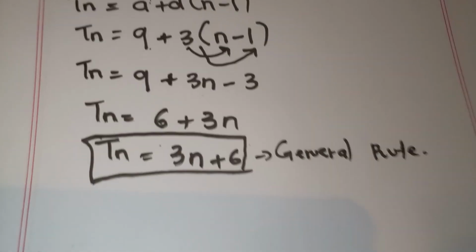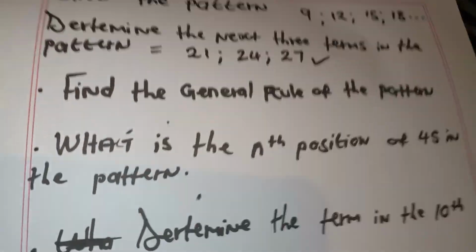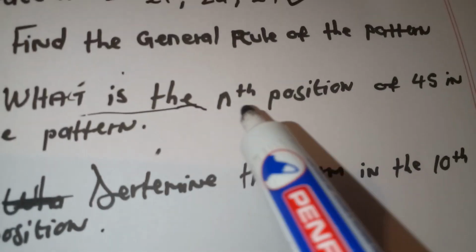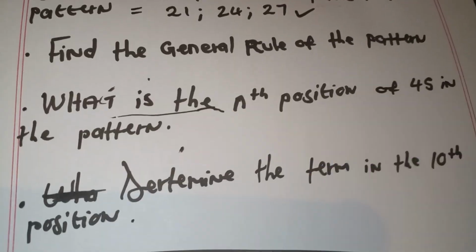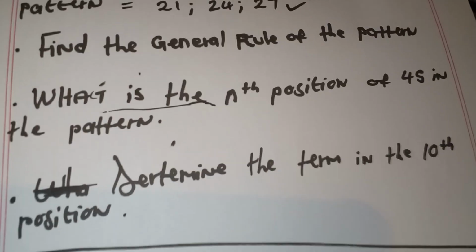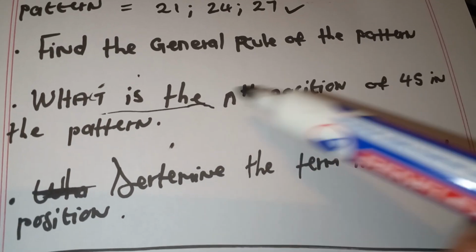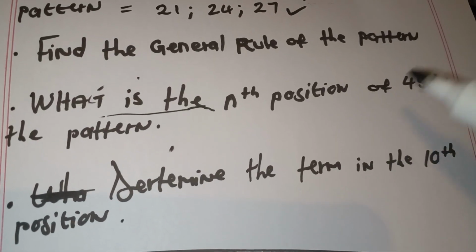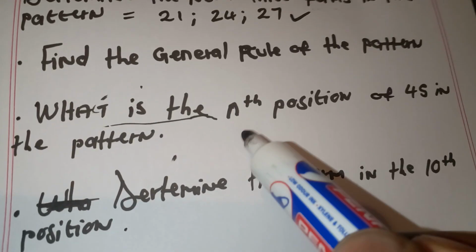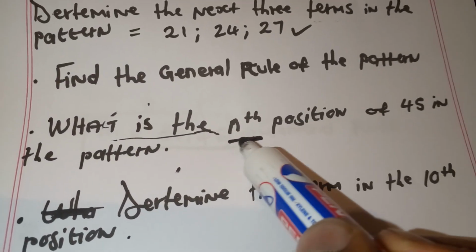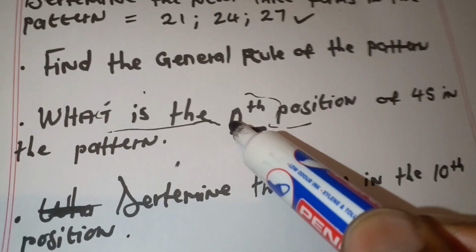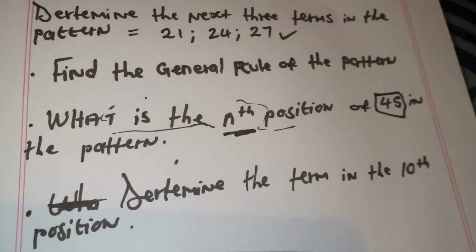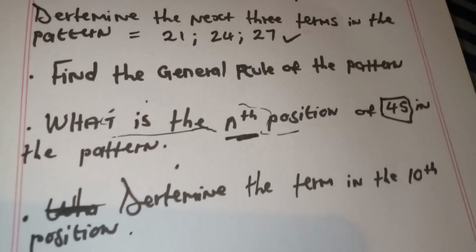Okay, let's answer the next question, guys. If we can remember our next question, it says now, what is the position of 45 in the pattern? Now we are looking for the position. What position is 45 in the pattern? In other words, if you are seeing n, that means you are looking for the position of 45 in the pattern. So we have to use our general rule.